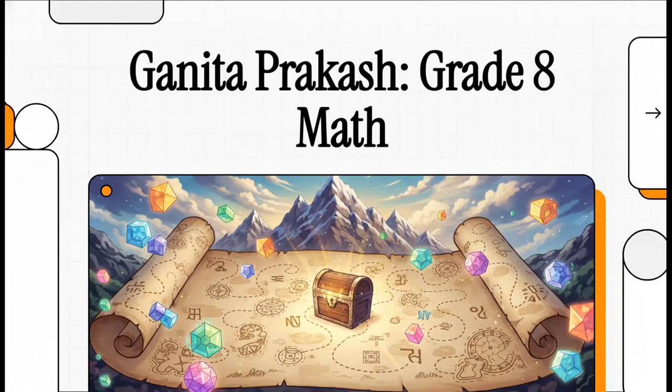Okay, let's dive right into this. Welcome everyone to our study review. Today, we're taking a look at the Ganita Prakash, the grade 8 mathematics syllabus.